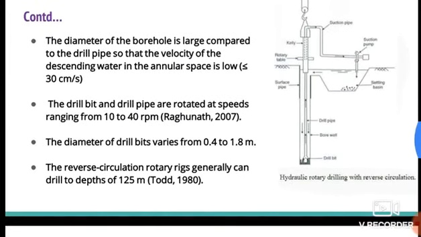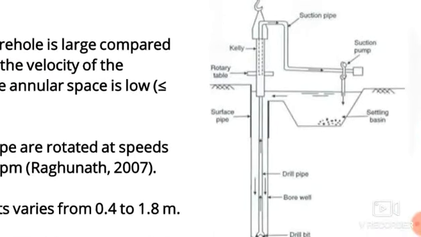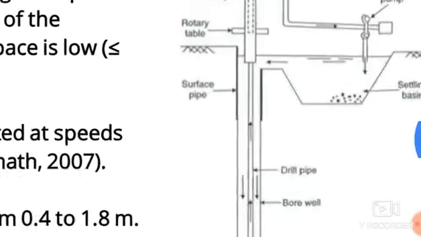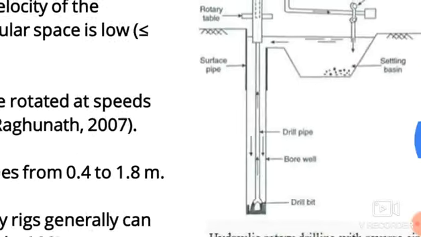So here a hydraulic rotary drilling with reverse circulation is given. You can see the figure here. There will be a basin here. The basin consists of water. In that water, what will happen? The water is directed to the well first. Through the annular space between the pipe and the hole, the water is directed downwards and it will reach the bottom.